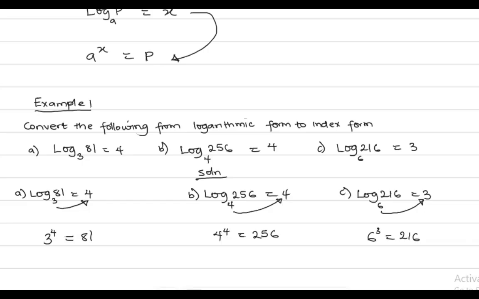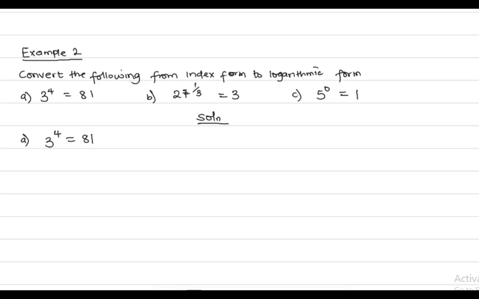Let's take example 2, which is converting from index form now to logarithmic form. So for this, we have 3 raised to power 4 equal to 81. So this simply will be log 81 to base 3, just like the opposite of what we did in the previous example, equal to 4. And quite an easy one actually. For the b, we have 27 raised to power 1 over 3 being equal to 3. And so all we have is log 27 to base 1 over 3 is equal to 3.